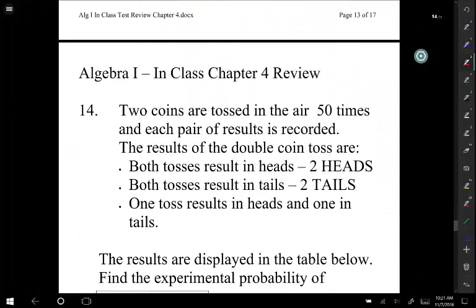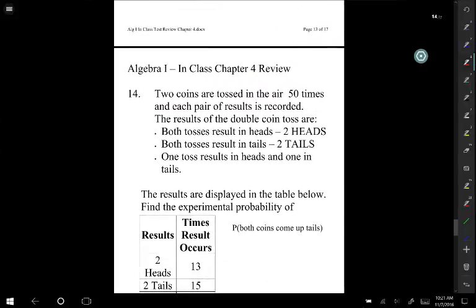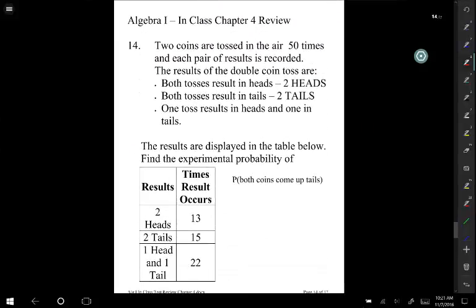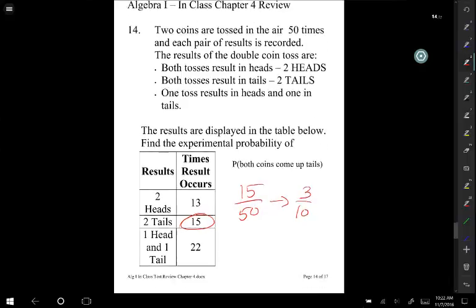All right, moving through. 2 coins are tossed in the air 50 times, and each pair of results is recorded. The result of the double coin toss is either 2 heads, 2 tails, or a head and a tail. And I labeled them like that. What's the chance that both coins come up tails? That's both coins coming up tails. So what's the probability? 15 out of 50, which is, dividing both by 5, 3 out of 10. That wasn't too bad.